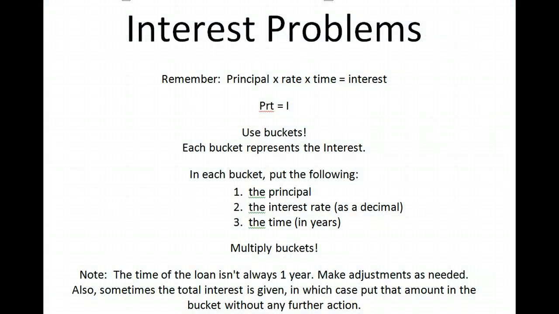In summary, for interest problems, you're going to draw your buckets, and remember that each bucket represents the interest. The formula for interest is principal times rate times time. So in each bucket you need to put the principal, the interest rate as a decimal, and the time in years. Multiply your buckets just as they appear in your equation. A couple notes at the bottom there. Note that the time of the loan isn't always 1 year. Make adjustments as you need.